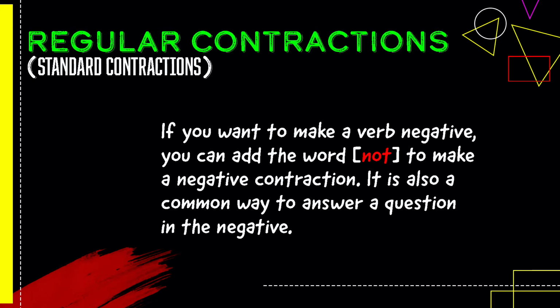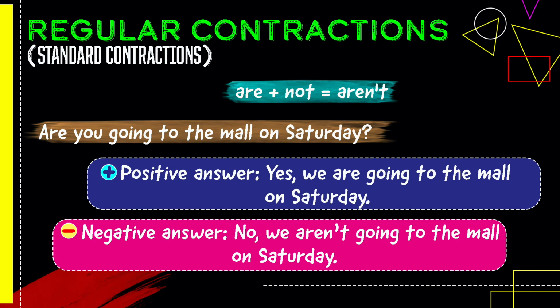If you want to make a verb negative, you can add the word not to make a negative contraction. It is also a common way to answer a question in the negative. Are plus not equals aren't. Are you going to the mall on Saturday? Positive answer: yes, we are going to the mall on Saturday. A negative answer: no, we aren't going to the mall on Saturday.